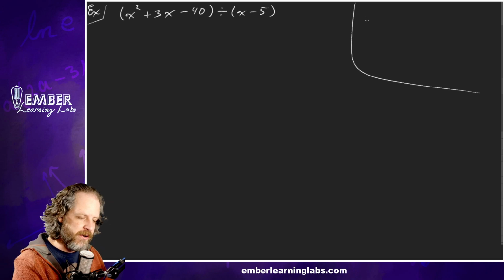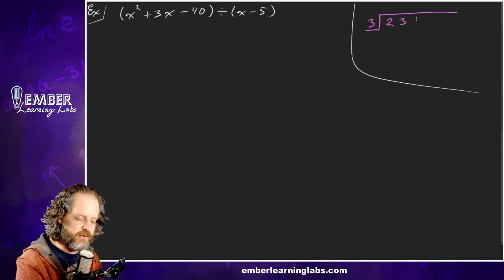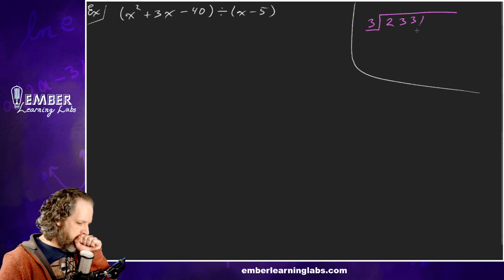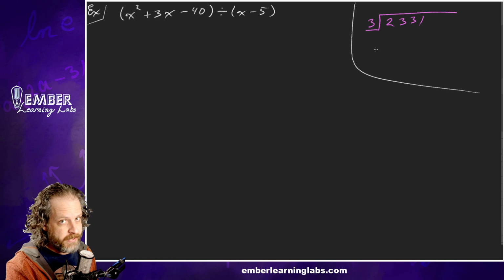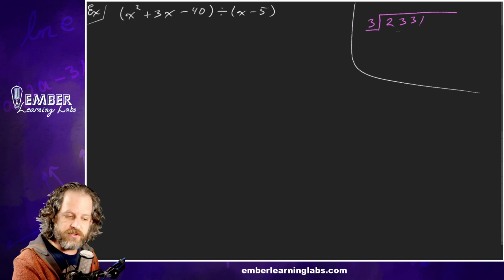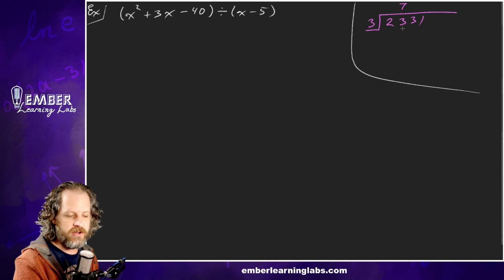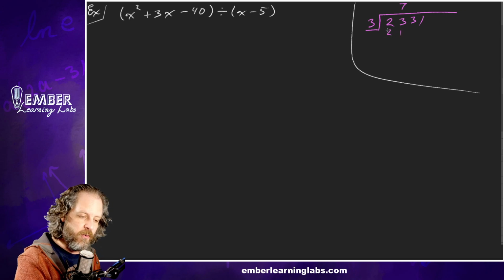So, a little micro example: if I was doing 3 divided into 2,331, then I would do, 3 goes into 2, no times, right? So we don't put anything there. 3 goes into 23, 7 times. Then you multiply these two. So 7 times 3 is 21. Y'all remember doing this?